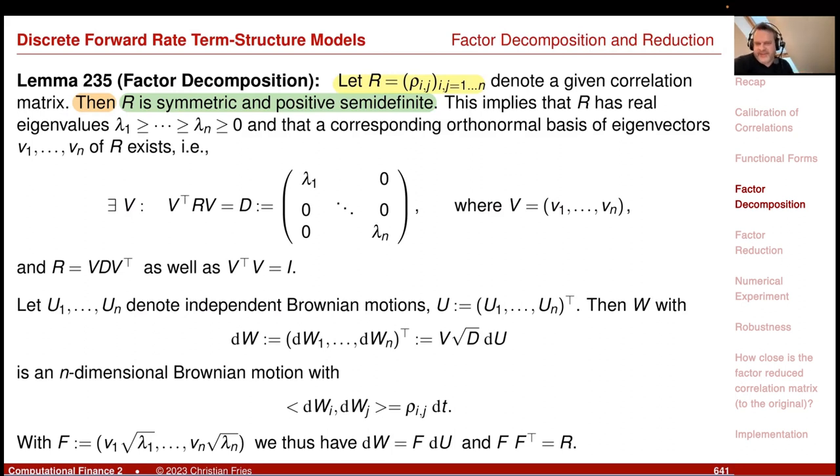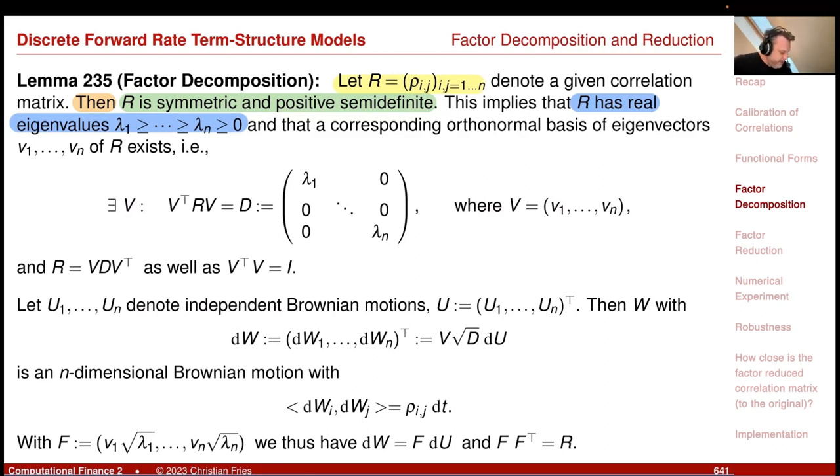If this is the case, then this implies that R has only real eigenvalues. And from the positive semi-definiteness, I know that all these eigenvalues are larger or equal than zero. So let's call them lambda 1 to lambda n and assume that these are ordered. This is just my convention of the indexing: lambda 1 is the largest eigenvalue, lambda n is the smallest.